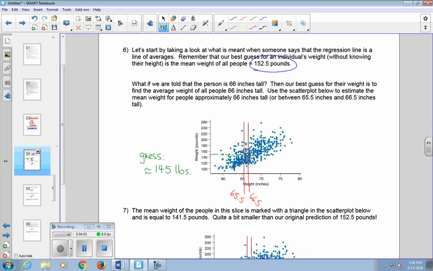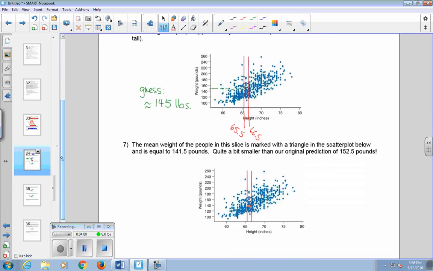So the mean weight of the people in this slice is marked with a triangle in the scatter plot below. This is number 7, and is equal to 141.5 pounds. So it's quite a bit smaller than our original prediction of 152.5 pounds. Not only is it a bit smaller, but it's hopefully also more accurate. It gives us a better prediction of the weight of someone who's about 66 inches tall. And this triangle here may not be quite as visible on your papers. So there's the triangle marking the average for those people around 66 inches tall.